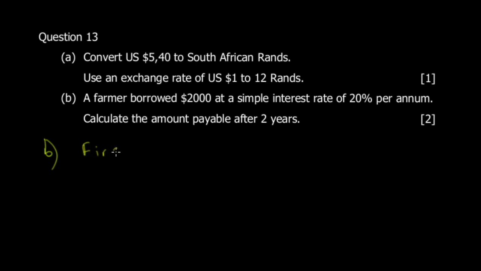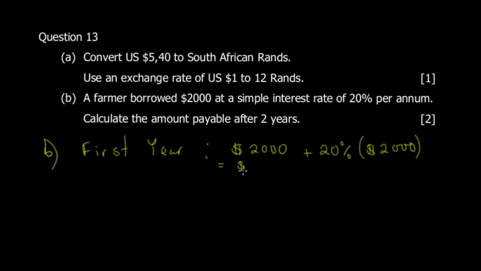So I'll take this in steps. You can say after first year, to clarify, the farmer pays how much? 2,000 plus 20% of the 2,000. So here, if you want, you can even say 2,000 plus 20% means 1/5 of 2,000, like this. So here you cancel, you get 400, because 5 into 20, you get that. So all in all, you get what? 2,400. That's for the first year.